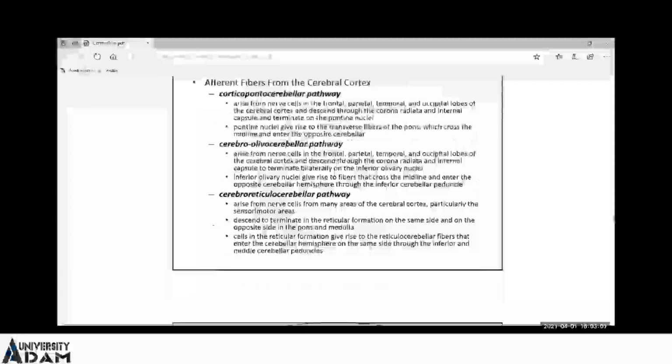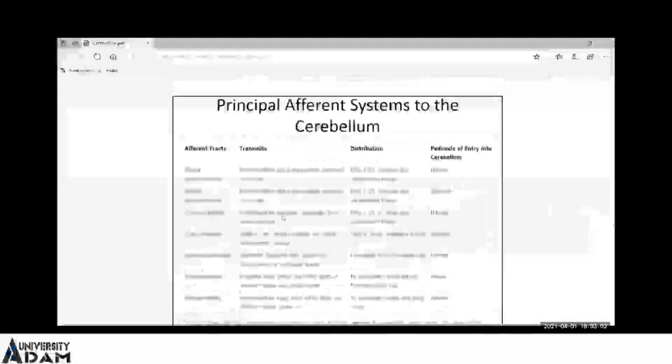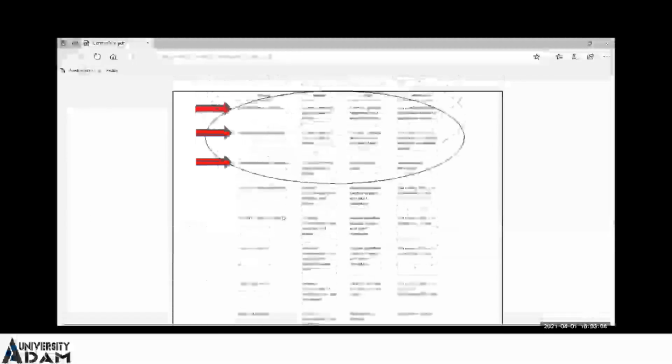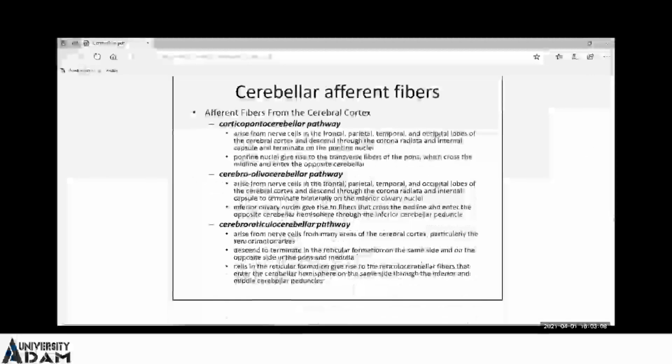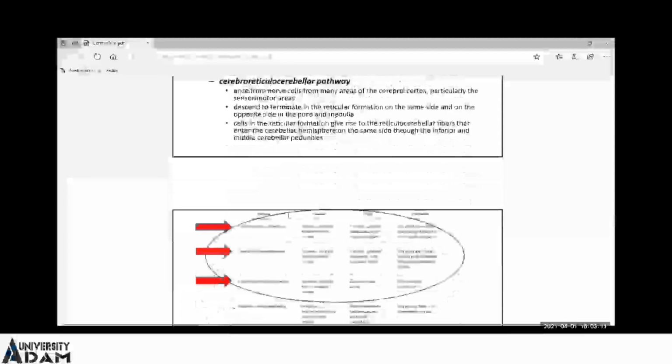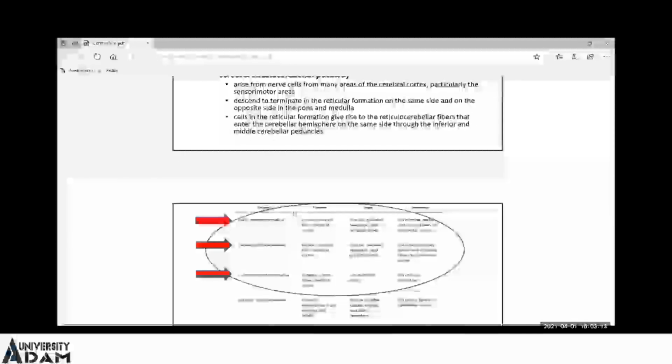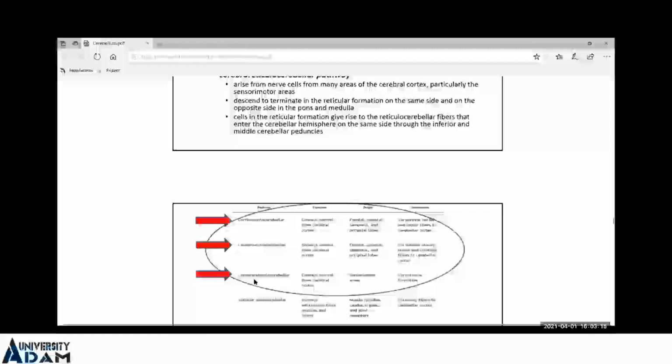Now let's talk about the tracts, okay, guys? You can see a lot of tracts here. If you want, you can learn them all, but the main important ones here will be the corticopontocerebellar, cerebro-olivocerebellar, and cerebroreticulocerebellar.